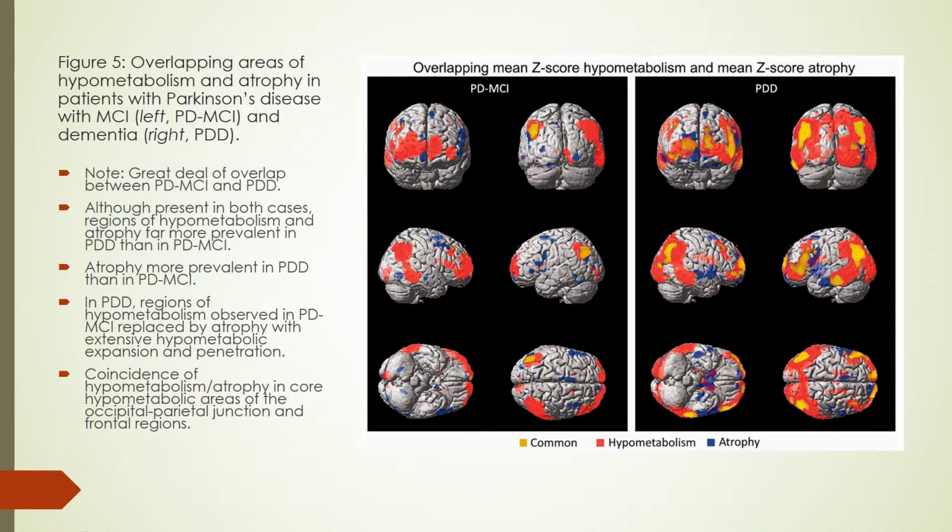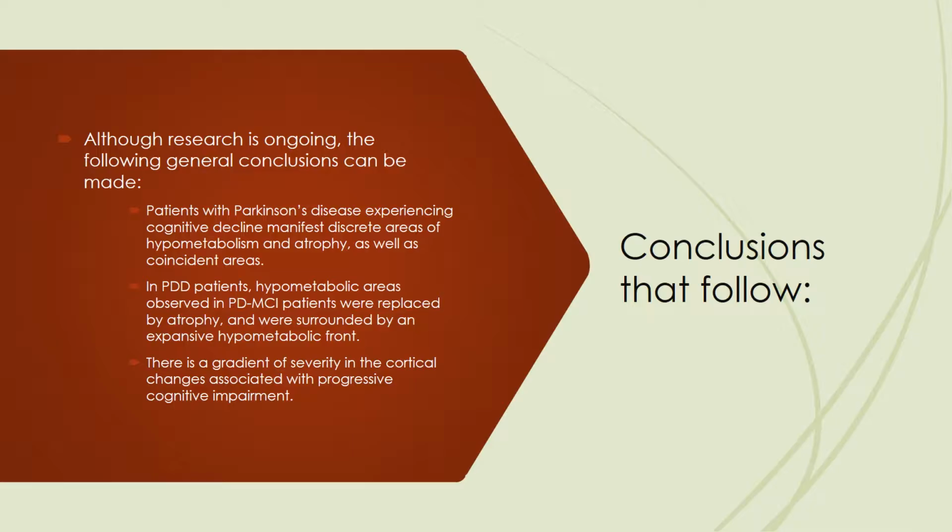These images seem to suggest that in cases with associated dementia, the hypometabolic regions associated with mild cognitive impairment are replaced by atrophy, with extensive hypometabolic expansion co-indicated. Interestingly, coincidence of hypometabolism and atrophy, itemized in yellow, was observed in the core hypometabolic regions of the occipital-parietal junction and the frontal lobe, suggesting a transformative process occurring in the core regions.